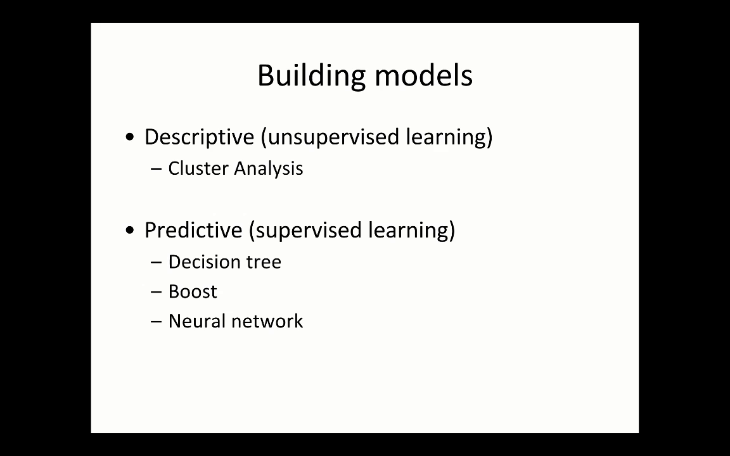When building a model, there are 2 main categories. The first is descriptive models, also known as unsupervised learning. These are models that are constructed when we do not have a target variable, providing a representation of the knowledge discovered without necessarily modeling a specific outcome. An example of a descriptive model is a clustering analysis.